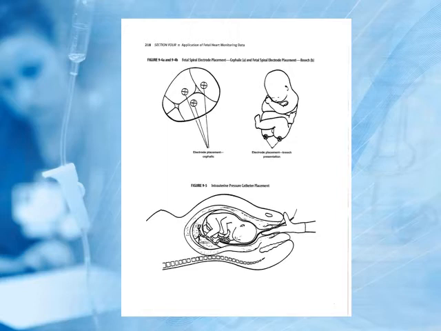The place to put the FSE, you want to avoid the fontanelles. You don't want them in this area, so we hit over bone, okay, or the buttocks. And then the IUPC, it just gets guided around. And again, this is what the providers do. Nurses do not put these in.